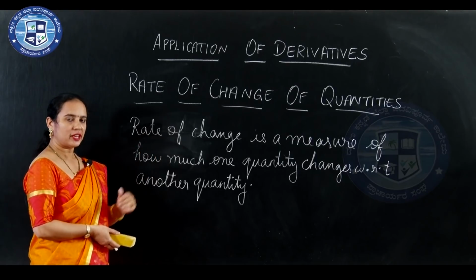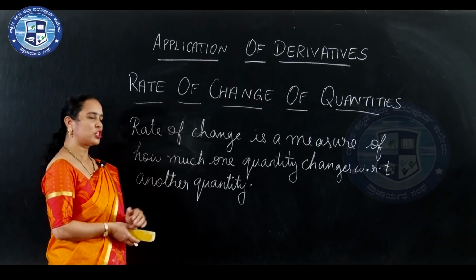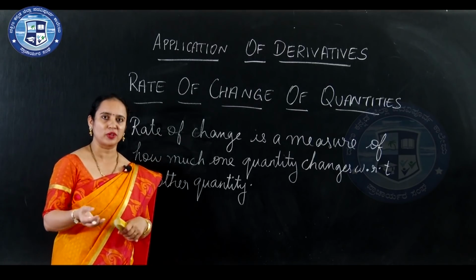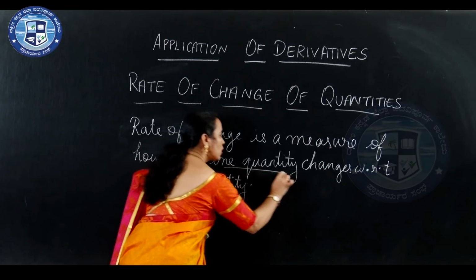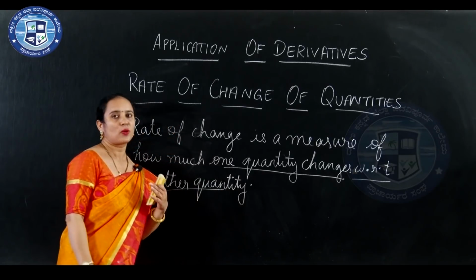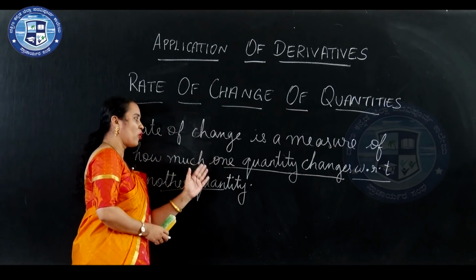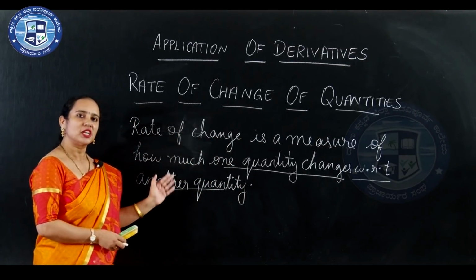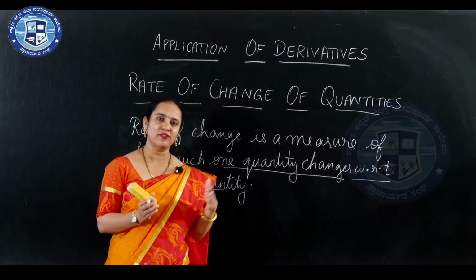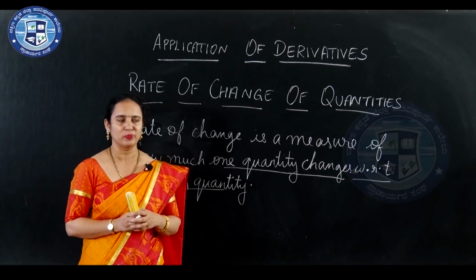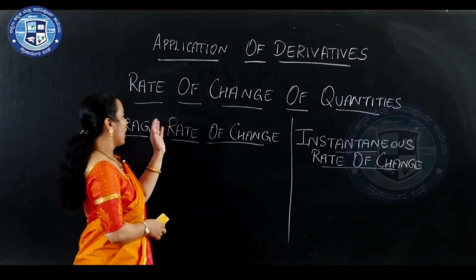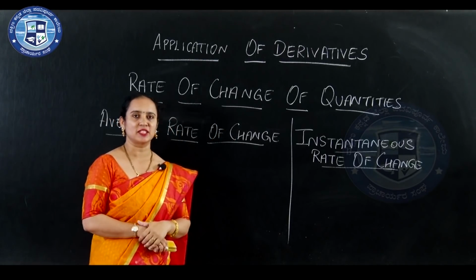So, if we go to define, rate of change is a measure of how much one quantity changes with respect to another quantity. Let me focus on this: one quantity changes with respect to another quantity, that is called as rate of change. To measure the change, we should have an initial value and a final value. Depending on how initial value and final value is, we have average rate of change, instantaneous rate of change.